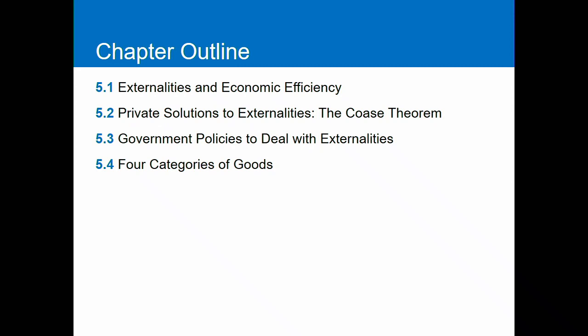Then we'll look at private solutions to externalities and go through the Coase theorem, how people can reach ways to reduce externalities and make themselves, again, better off. Next section, we'll look at government policies to deal with externalities and how government policymakers can move us towards that efficient outcome. And then finally, we'll look at the 4 categories of goods.